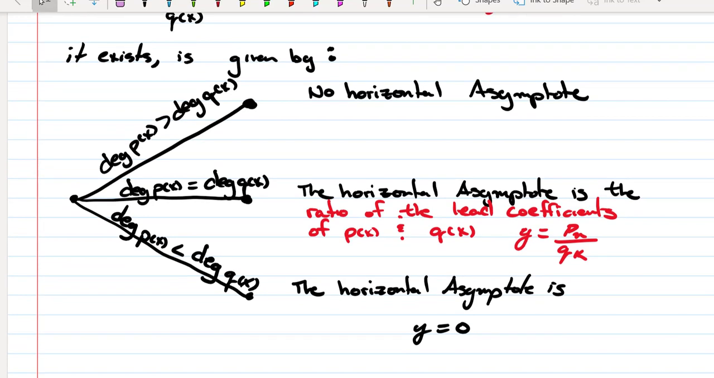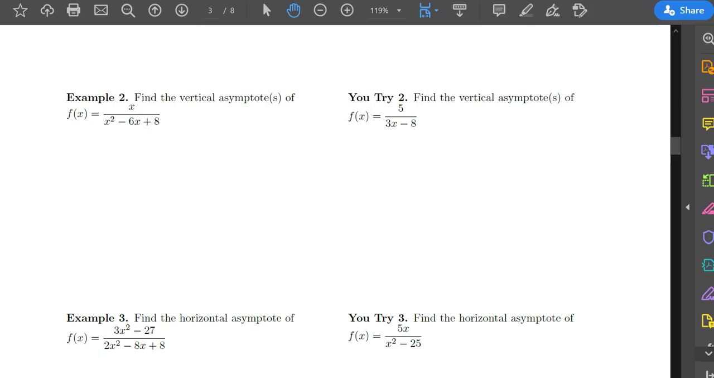All right, so this is our flow chart for the end behavior of a rational function, or to find its horizontal asymptotes. If the degree of P of x is bigger than Q of x, there's no horizontal asymptote. If the degree of P of x and Q of x is the same, the horizontal asymptote is the ratio of the lead coefficients of P and Q. And lastly, if the degree of P of x is less than the degree of Q of x, the horizontal asymptote is y equals 0.